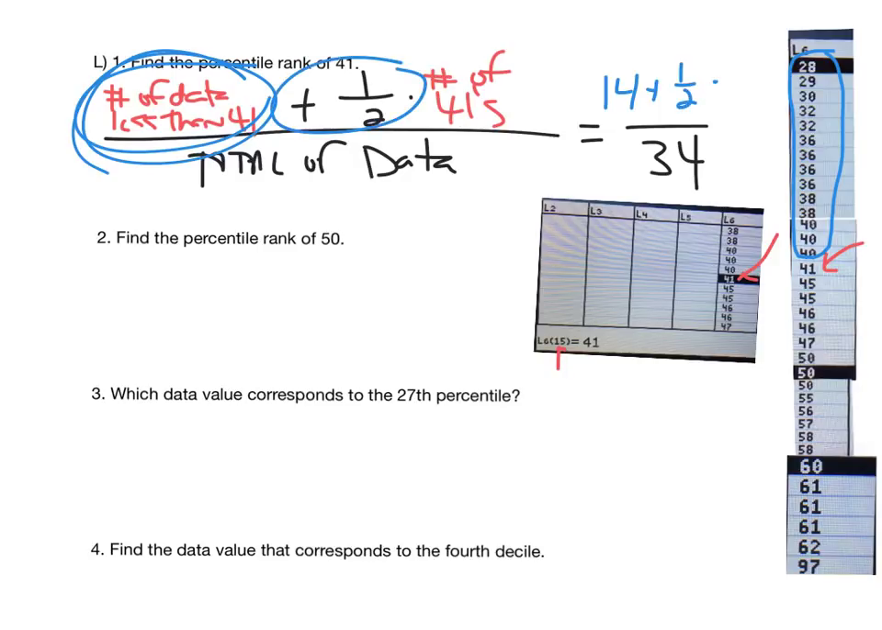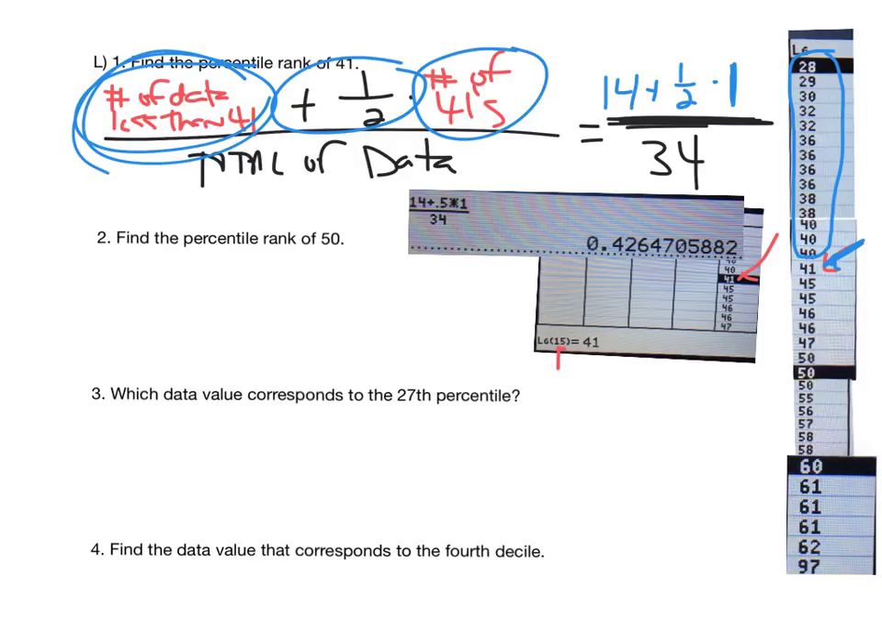Now there's a lot of different formulas that you can use to find percentile rank. This is the one that we're using, but if you get to college you might see a different formula that's given to find percentile rank, but this is one of the acceptable ones. So we're going to go 14 plus 1/2 times. Now, how many 41s are there in our list? In this case, there's 1. So to find the percentile rank, we're going to do 14 plus 1/2 times 1 divided by 34.